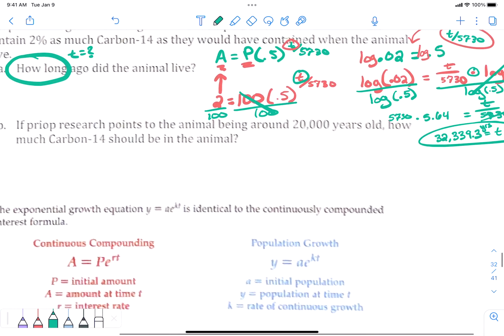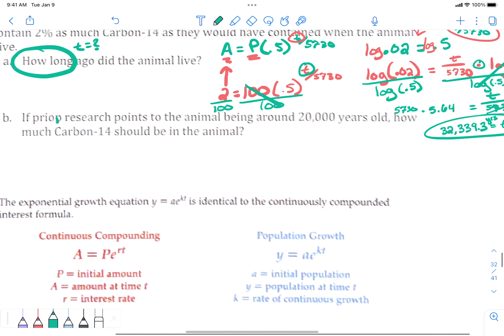Part B. If prior research points to the animal being around 20,000 years old, how much carbon-14 should be in the animal? Oh, 20,000 years old, not 2,000. I just said that wrong. Okay, so now they're asking for the after amount. They're saying how much should it be if it's 20,000 years old? But they still don't give me a starting amount.